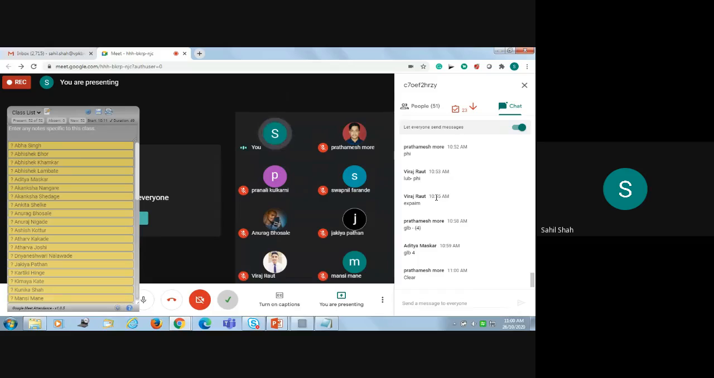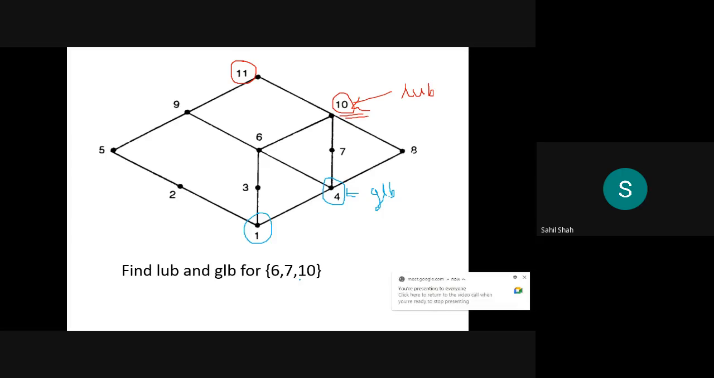How about others? Is it clear? Should I give you one more example? I do have many examples to make you confused. So let me ask you, what are the LUB and GLB for pair 5, 6? I am writing this pair here. You have to tell me quickly, both GLB as well as LUB. Can you tell me?